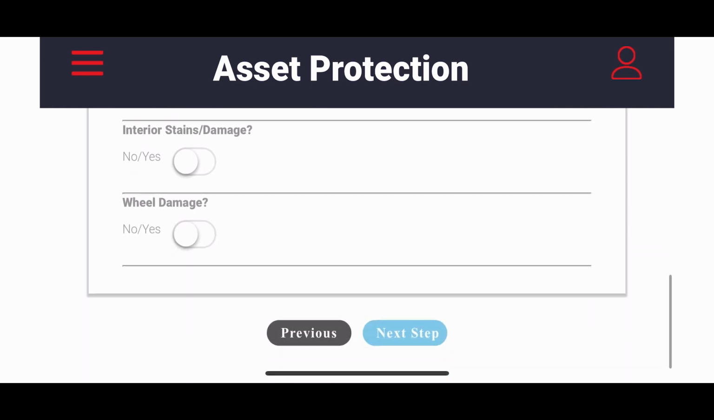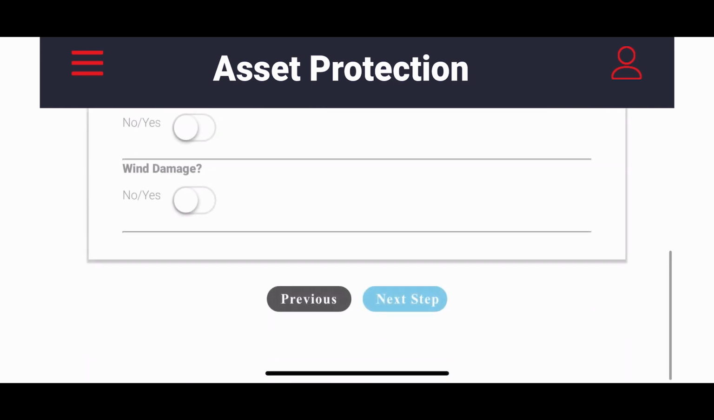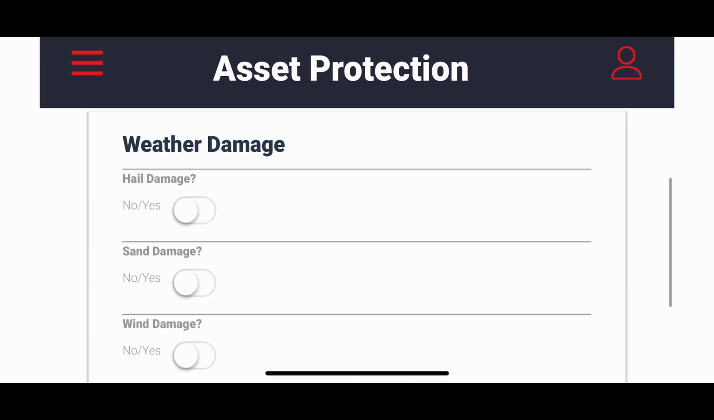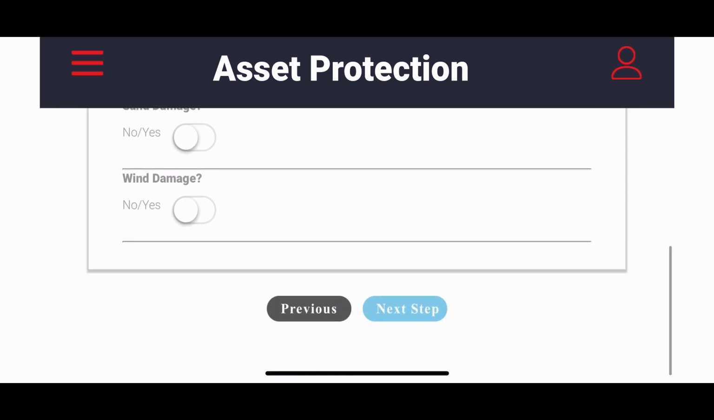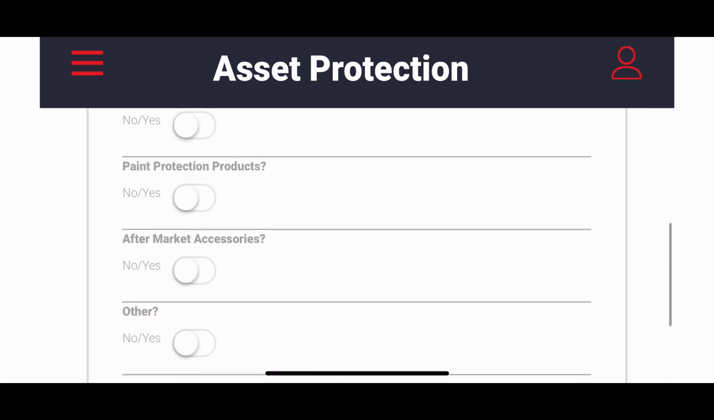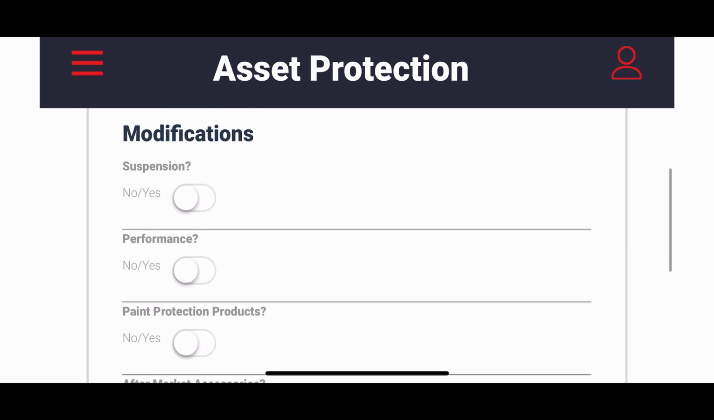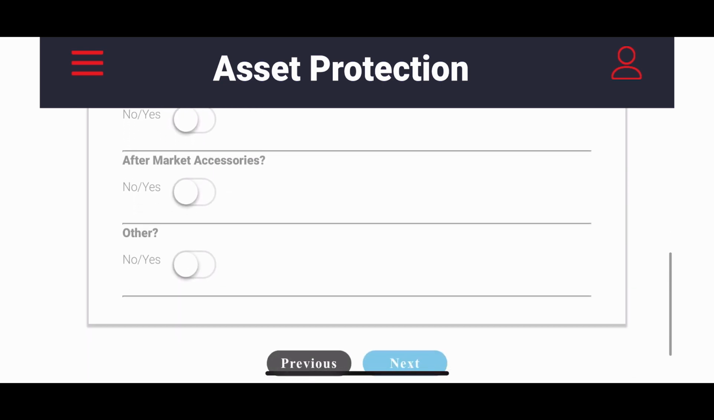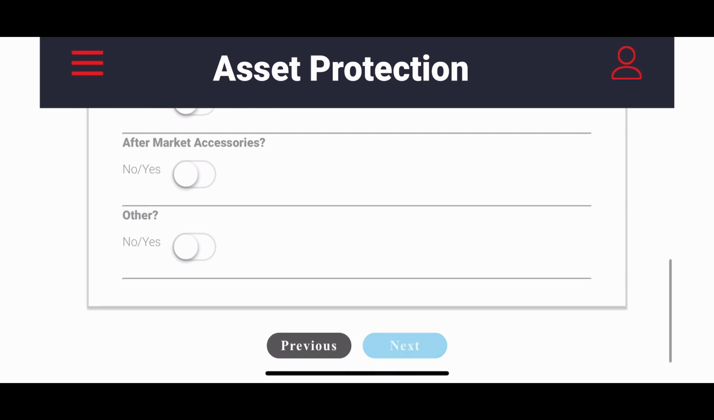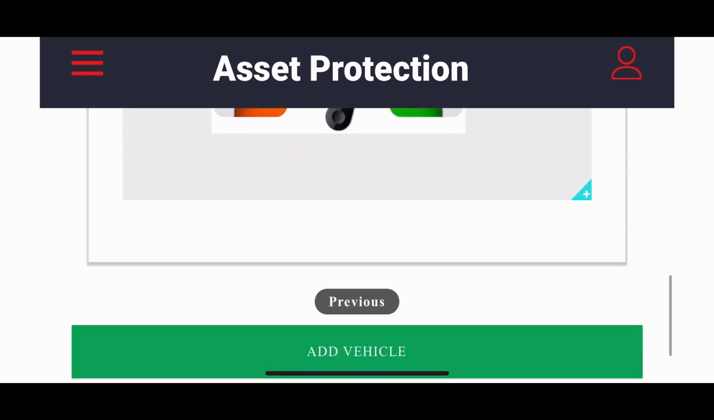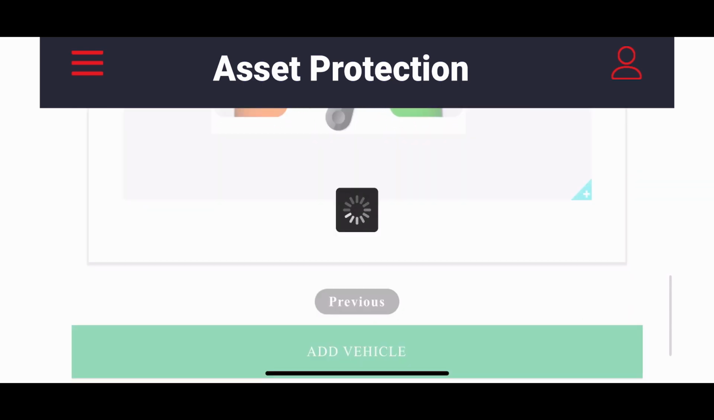You will then move to a new switch window that is going to ask you about weather loss, hail damage, wind damage. Then you will switch to an aftermarket product modification screen. Please just flip the switches that apply. Then you will add your vehicle and have a full vehicle condition report.